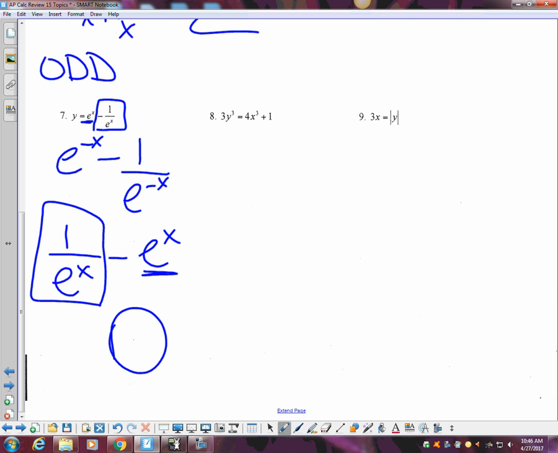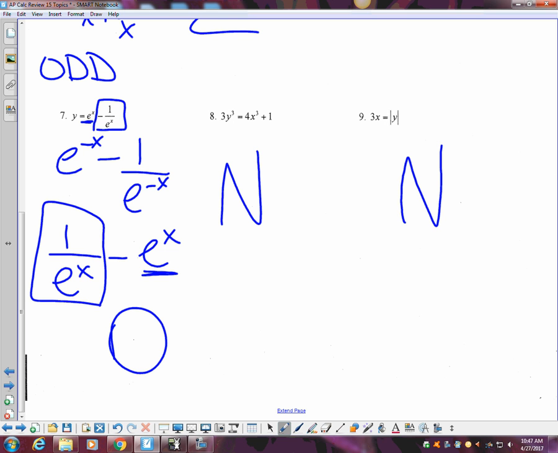Okay, number 8. What's going to happen to the 3y cubed? He's going to change. What's going to happen to the 4x cubed? He's going to change. What's going to happen to the 1? Not a darn thing's going to happen to that 1. So change, change, and stay the same. What do we got? Neither. Okay, number 9. Change and don't change. So neither.